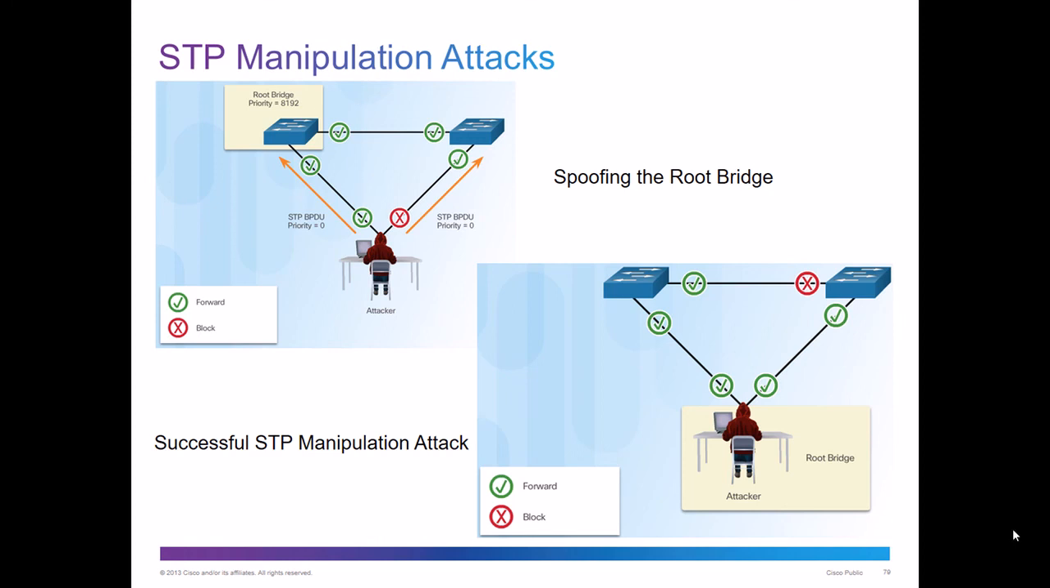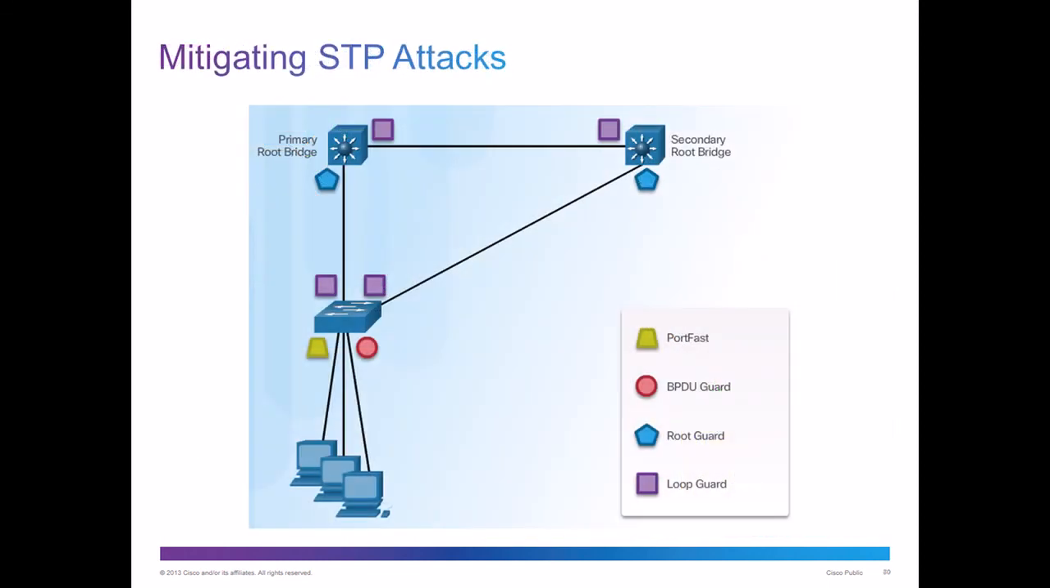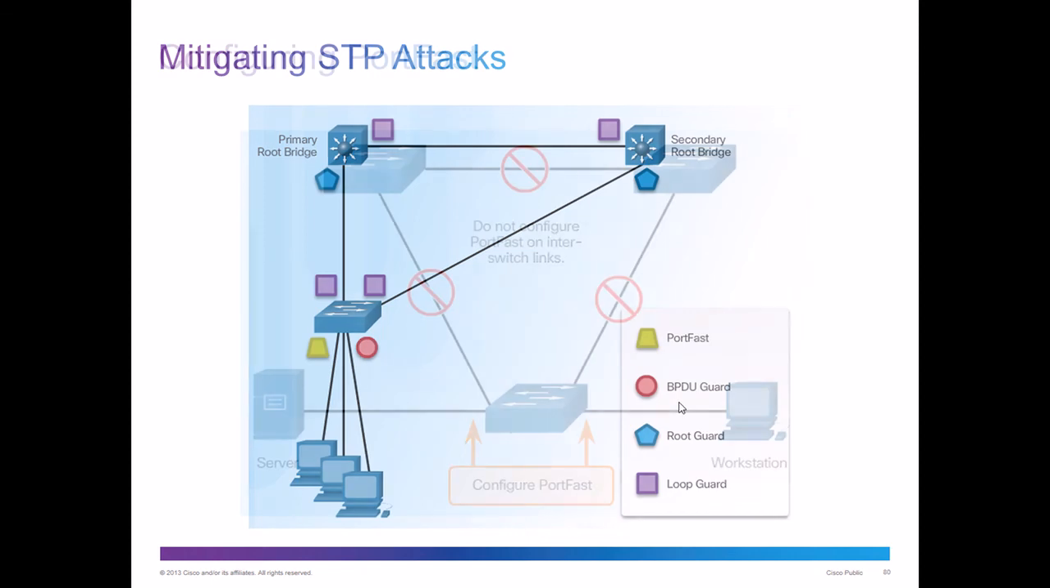So if he pretends to be the root bridge, then all the data has to go to him before it goes anywhere else. So the attacker can then see all the data. And that's definitely what we do not want. Right? So what you're going to do is set up BPDU guard on these ports and not allow them to communicate. PortFast also has to be set on there. And we'll talk about these different types, the loop guard and the BPDU guard and all of that.